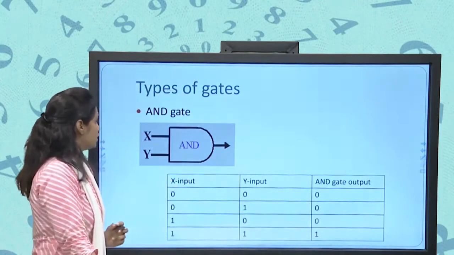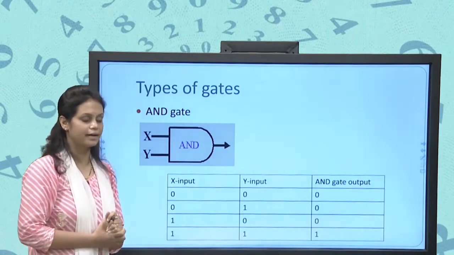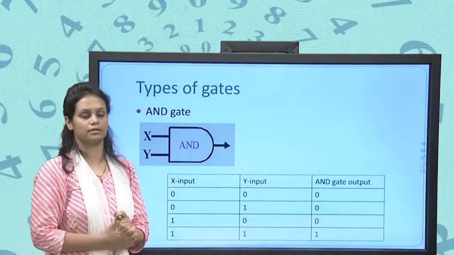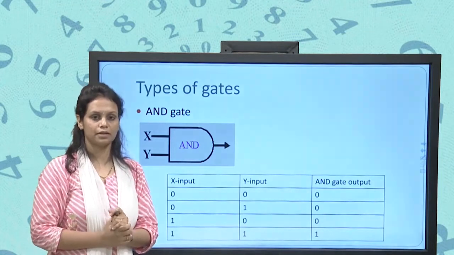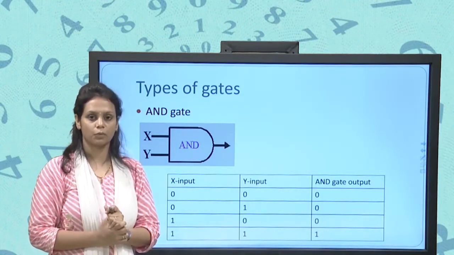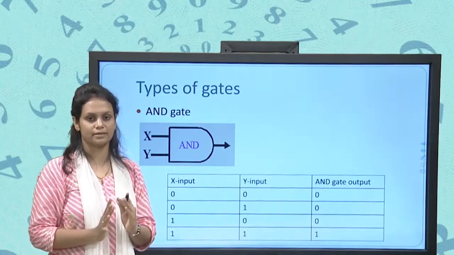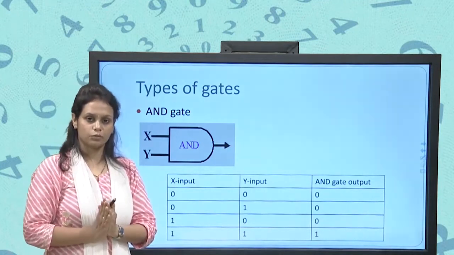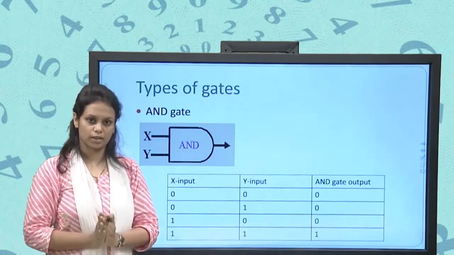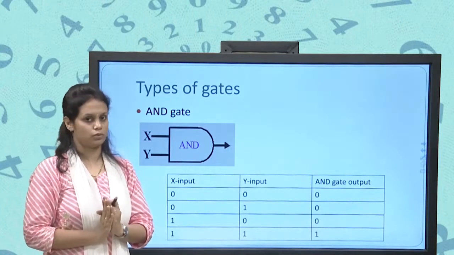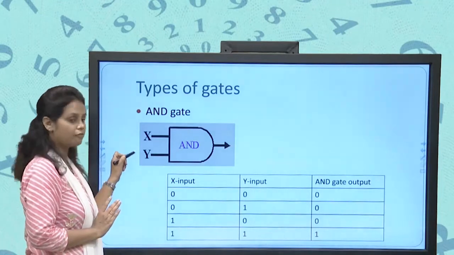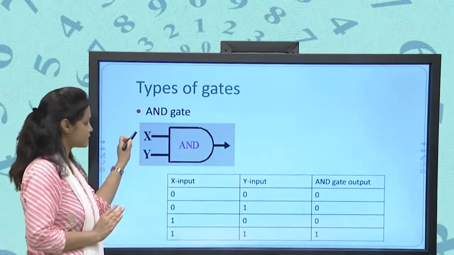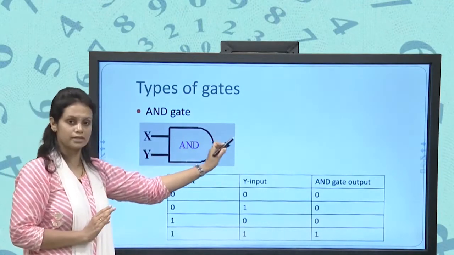Fine. Next is the AND gate. What is the procedure behind the AND gate? If both the inputs are 1, then only the output is 1, and in all other cases the output is 0. I am repeating, if both the inputs are 1, then only the output is 1, otherwise the output is 0. That means, if both x and y are 1, then only the output is 1.